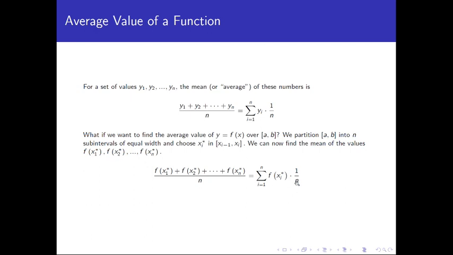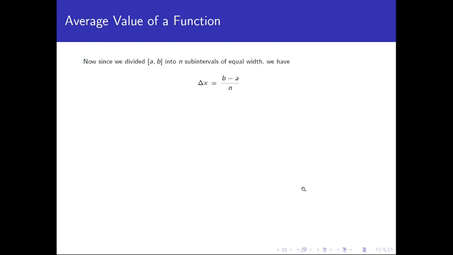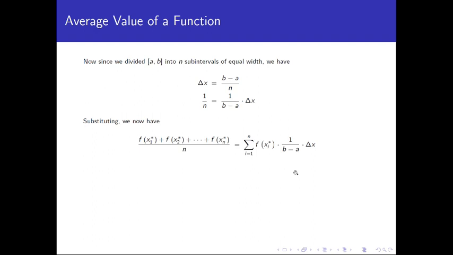This kind of looks like a Riemann sum. I've got the summation of a function evaluated at sample points. What I don't have is the delta x here on the right-hand side. So let's see if we can get delta x involved. Take the interval from a to b. We divide it into n subintervals. We know how to calculate delta x. It's b minus a over n. Solve that for 1 over n. Just divide both sides by b minus a. Gives us an expression to substitute now for 1 over n.